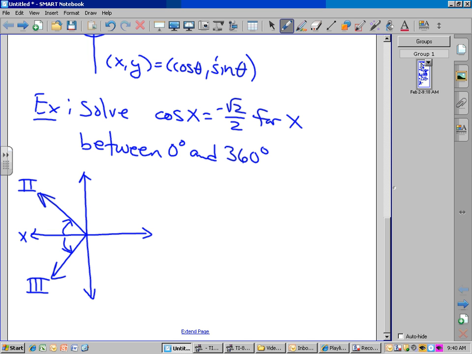Does that make sense? Sine positive is the top two. Sine negative is the bottom two. Cosine positive is the right two. Cosine negative is the left two. What about tangent? Well, I'll give you a hint. They're all positive in quadrant 1. So positive tangent. Tangent's easy to remember. It's always opposite. So tan is positive in 1 and 3, negative in 2 and 4.